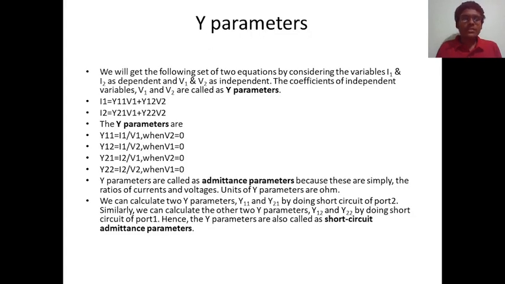Y parameters. We'll get the following set of two equations by considering the variables I1 and I2 as dependent and V1 and V2 as independent. The quotients of independent variables V1 and V2 are called Y parameters.